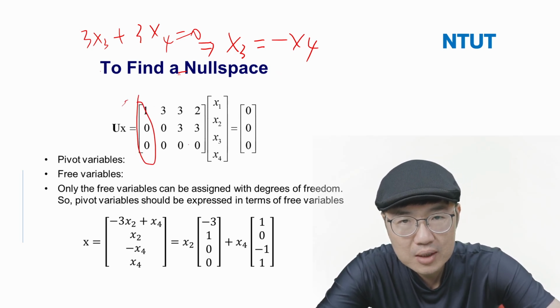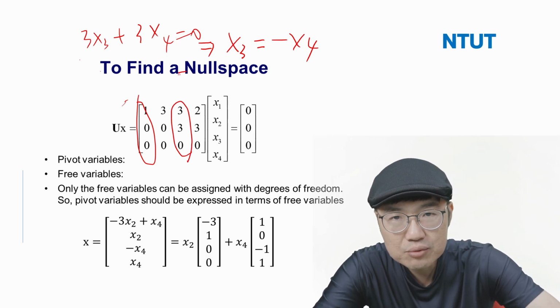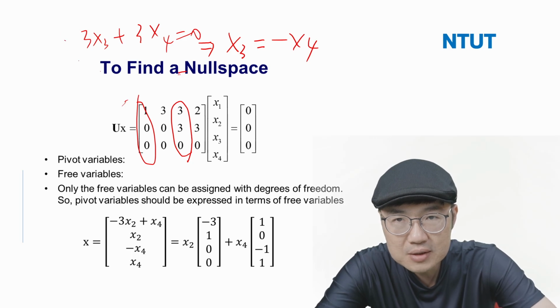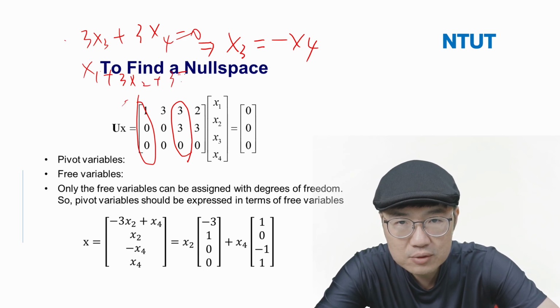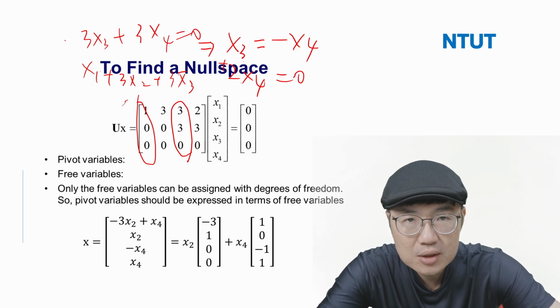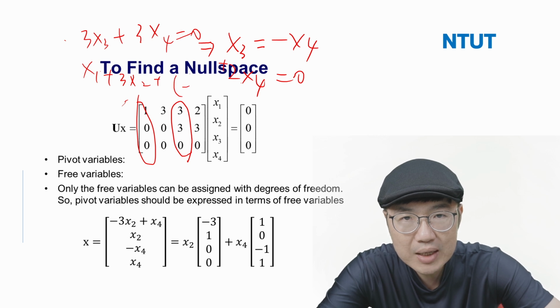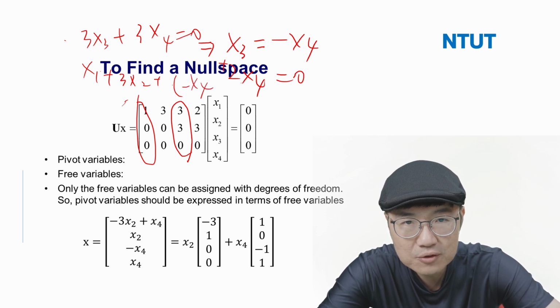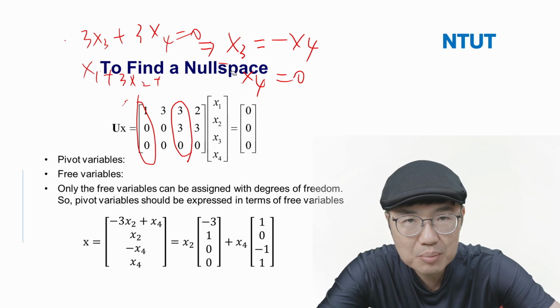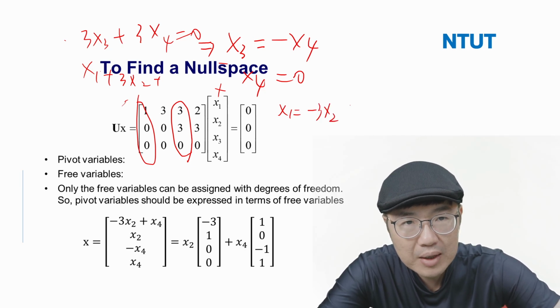So let me circle the pivot and pivot variables one more time. Once we have done that, we can do the first equation, which is x1 plus 3x2 plus 3x3 plus 2x4 equals 0. So with x3 equals minus x4, this becomes minus 3x4, which together with 2x4 gives minus x4. So x1 becomes minus 3x2 minus x4.